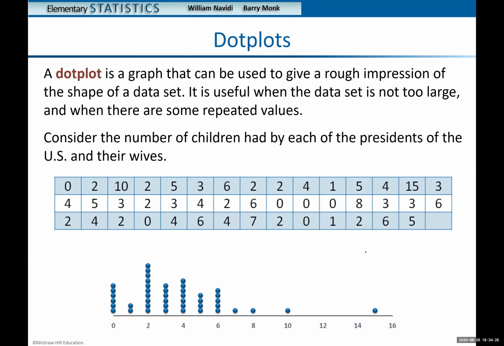All right, so next, another way to graph your quantitative data is by using a dot plot. It's another simple way to show your data. A dot plot can be used to give a rough impression of the shape of a data set, just like a stem and leaf plot. It is useful when a data set is not too large and when there are some repeated values. Consider the number of children had by each of the presidents of the US and their wives. The lowest is 0, the highest is 15. Who is that president? 15 children.